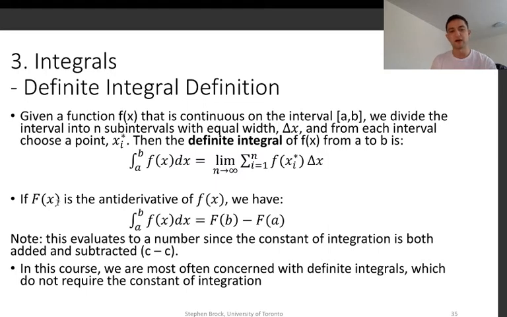So if capital F of x is the antiderivative of f of x, then we have that the integral from a to b of f of x dx is equal to capital F of b minus capital F of a. So this is our connection between the antiderivative or the indefinite integral and the definite integral. So we can use our indefinite integral and plug in the values a and b to figure out this definite integral value. This evaluates to a number since the constant of integration is both added and subtracted.